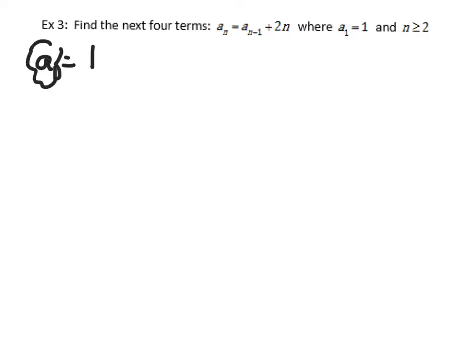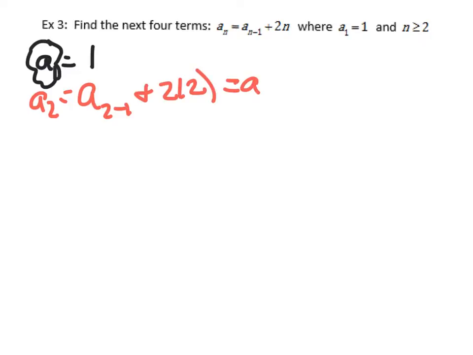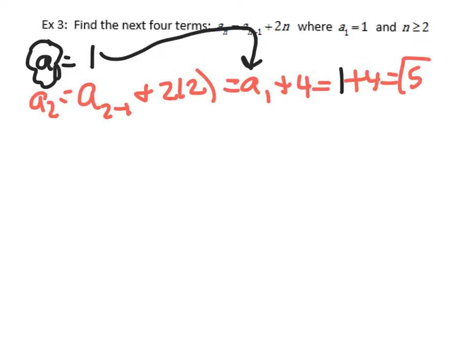So we're given that. So I'm going to find a sub 2, which means I'm pretty much just going to plug in 2 for this n, 2 for this n, 2 for this n. So that's a sub 2 minus 1 plus 2 times 2, which 2 minus 1 is 1, plus 4. And we already know that our first term was 1, plus 4 gives me 5. So my second term is 5.